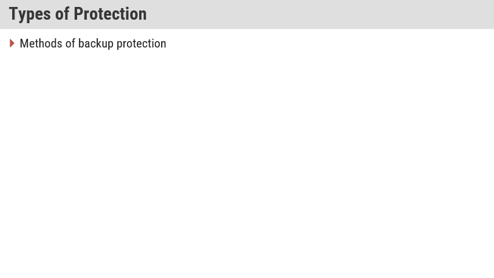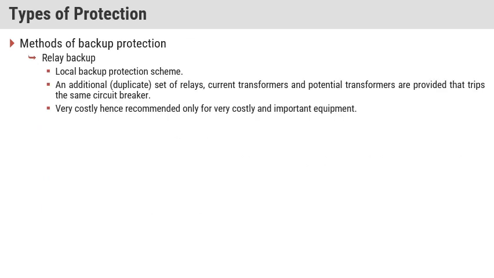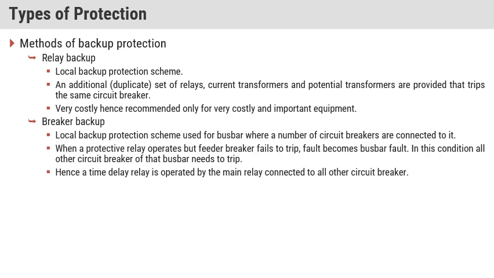Now, what types of methods of protection are there? So the first one is relay backup. Local backup protection schemes are provided: an additional set of relays, current transformers, and potential transformers is provided that trips the same circuit breaker. So these are the methods by which we can provide the backup, and first is relay backup.